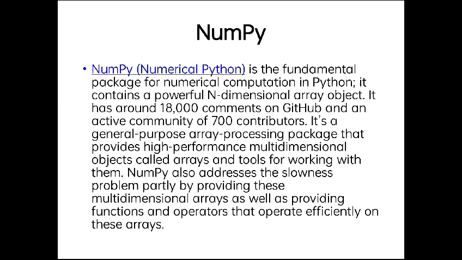NumPy is a fundamental package for numerical computation in Python. It contains a powerful n-dimensional array object. It has around 18,000 commits on GitHub and an active community of 700 contributors. It is a general purpose array processing package that provides high performance multidimensional objects called arrays and tools for working with them. NumPy also addresses the slowness problem partly by providing these multidimensional arrays as well as providing functions and operators that operate efficiently on these arrays.